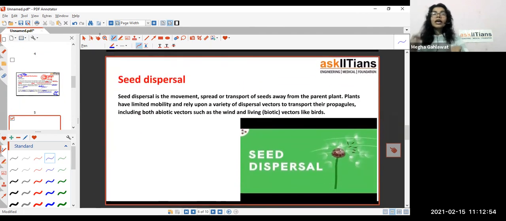Next is the seed dispersal. It is very important. When there is the formation of the fruit, there's got to be the seed formation, and after that, the seed needs to travel to far off places so that the species of that particular plant can remain alive and spread throughout the area. So seed dispersal is basically the movement, spread, or transport of the seeds away from the parent plant. Because plants have limited mobility, because plants cannot move. There are different vectors or organisms which help in seed dispersal.